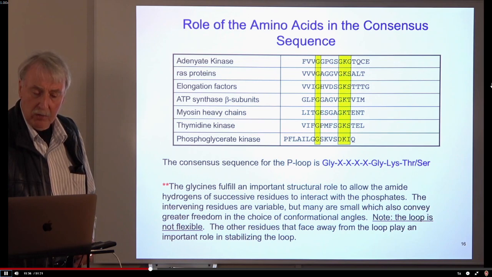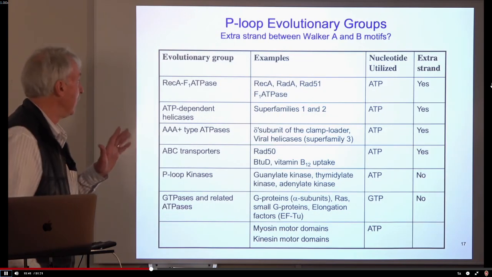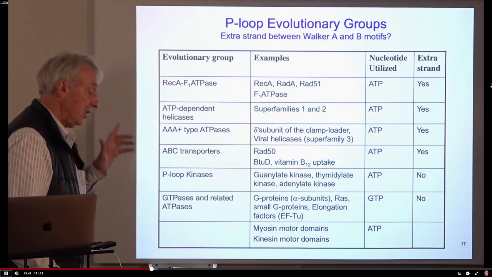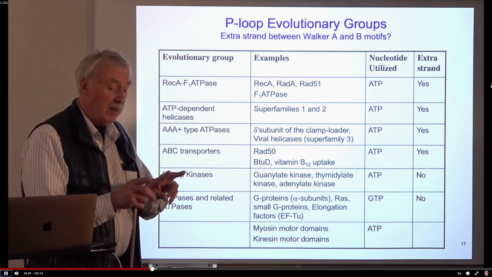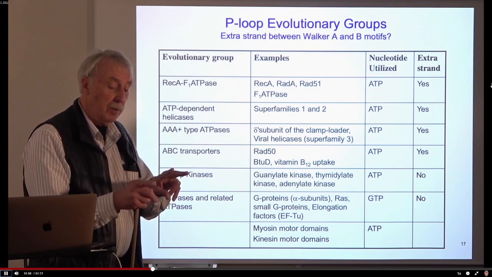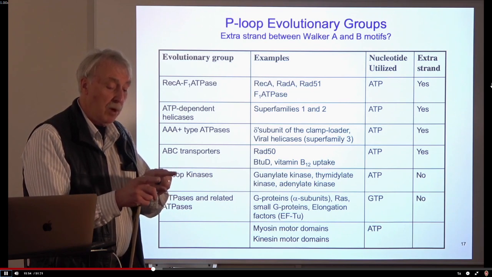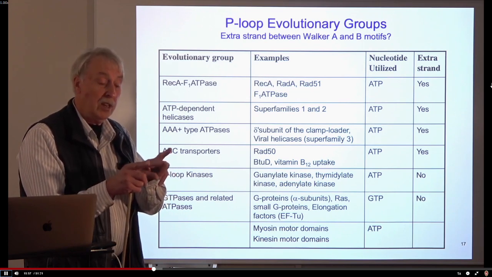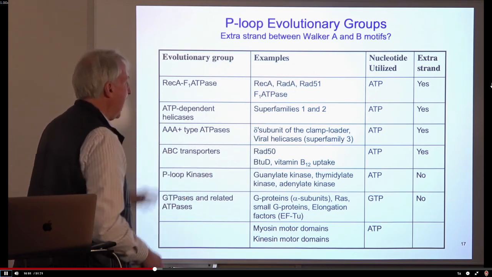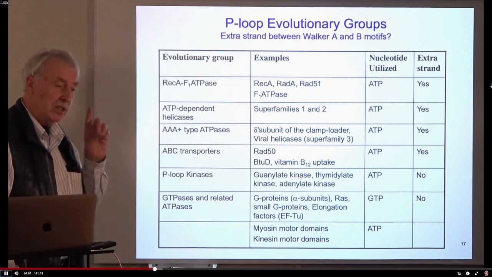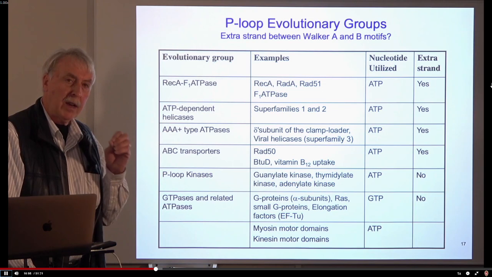Now there are two evolutionary groups of P-loop proteins, probably more than that, but there are two that are entirely obvious. These are separated into groups by whether or not there's an additional strand that lies between the P-loop motif and the Walker B motif. So the Walker B motif is either adjacent or there's an additional strand between the two. And these are listed here. Again, you don't need to remember this. It's what it's leading up to is how these enzymes have evolved to recognize ATP.